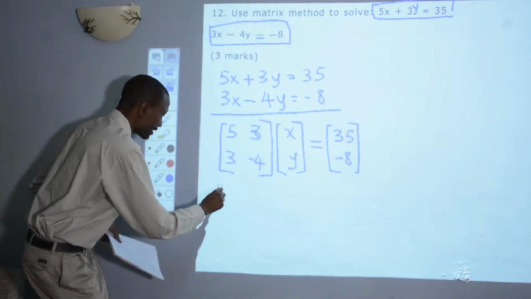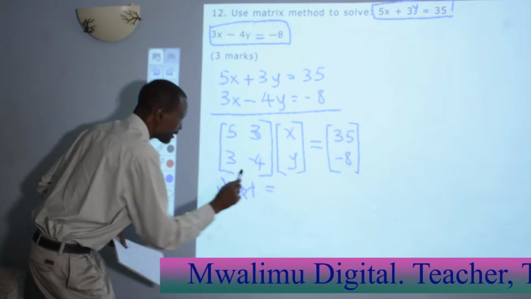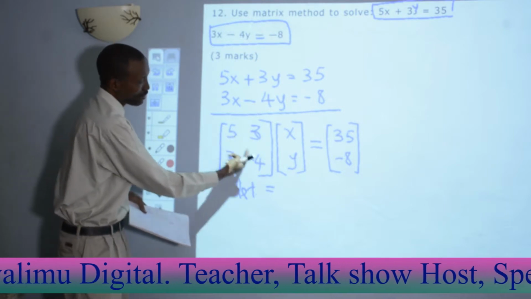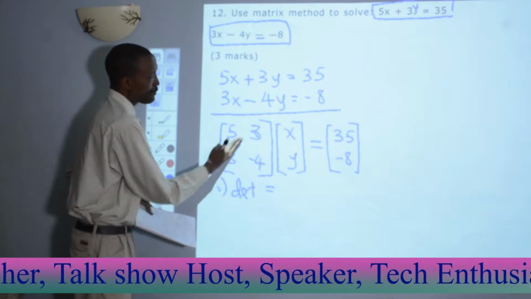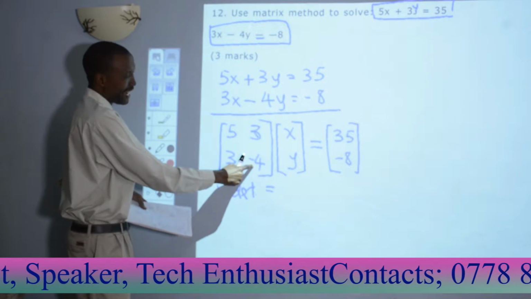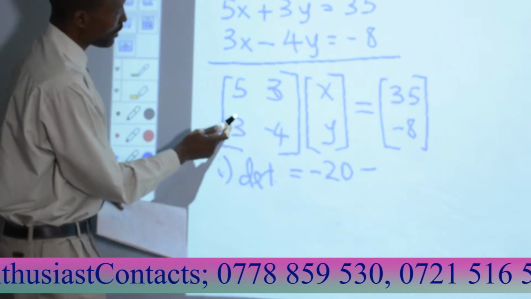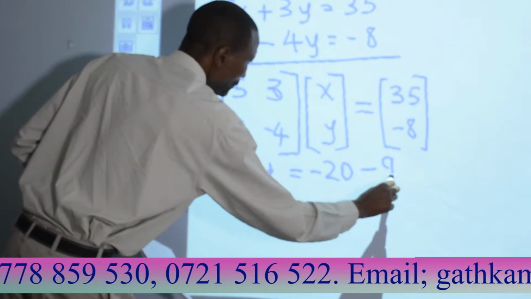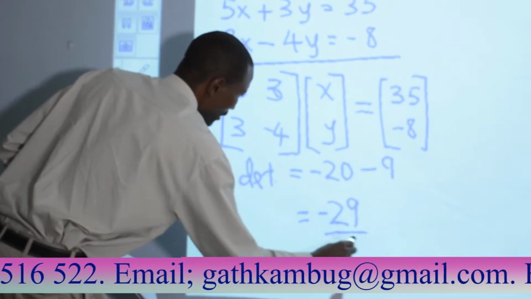Then step number 1, as I indicated: first of all, you get the determinant. How do we get the determinant? We get the product of the elements in the leading diagonal, the main diagonal, and subtract the product of the elements in the second diagonal. So you have 5 times negative 4, which is negative 20. Subtract the product of the elements in the second diagonal, that is 3 times 3. So you subtract 9, which means our determinant is negative 29.